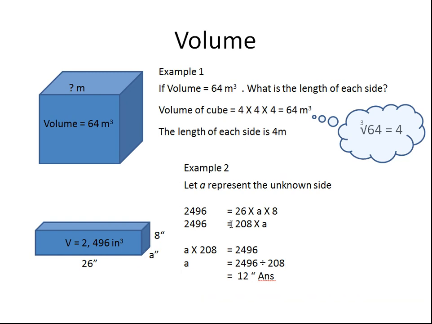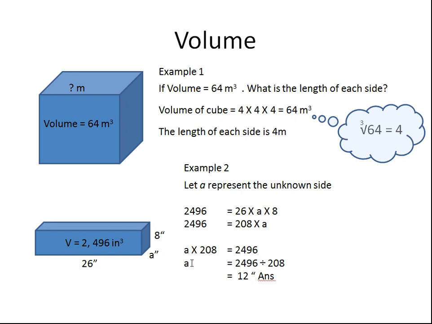So 2496 is equal to 26 times 8, which is 208, and I copy back times A because I don't know what A is. I want to find A. Now I flip the equation so that the right-hand side becomes the left-hand side, and the left-hand side becomes the right-hand side. I just flip the two sides of the equation. I did not do anything special here.